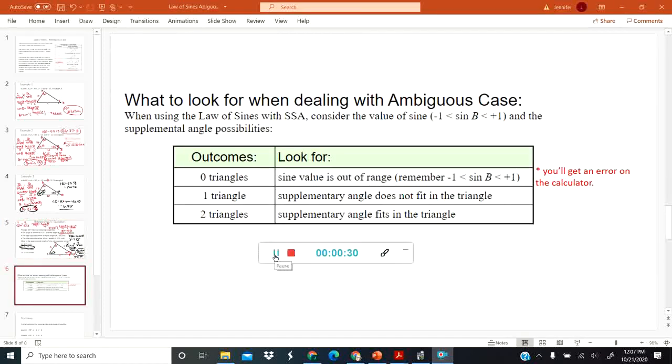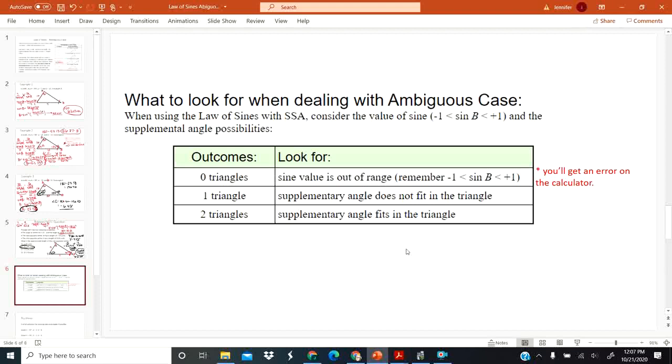So then, just to wrap everything up, whenever you're dealing with the ambiguous case, there's three possibilities. You could get 0 triangles, like none of them work. You could get 1 triangle where you found an answer, but then whenever you found the supplement of the answer, that doesn't fit in the triangle. Or you could have 2 triangles where the supplementary angle does fit in the triangle. So the original angle you found and the supplement are both solutions. So keep that in mind.